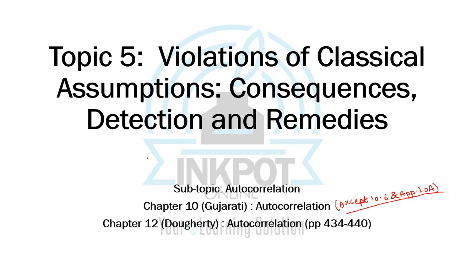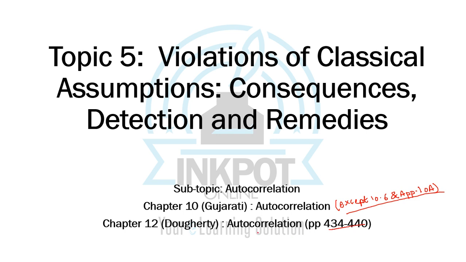Now in this session we'll be discussing another violation of the classical model, which is autocorrelation. The recommended readings for this unit, for this particular topic, are chapter 10 of Gujarati and chapter 12 of Gujarati. Chapter 10 of Gujarati, just leaving aside sections 10.6 and appendix 10A, everything else needs to be covered. For Gujarati, only these are the recommended pages.